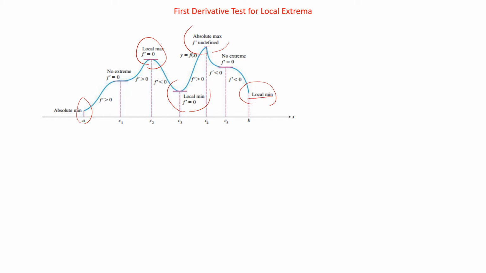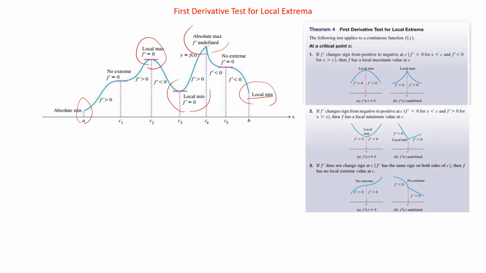And so the first derivative test just says, at a critical point, if the derivative changes from positive to negative, you have a maximum. Number 2, if the derivative changes from negative to positive, you have a minimum. And then 3, if the derivative does not change, then it's neither a maximum nor a minimum. And we actually see that a couple places here.